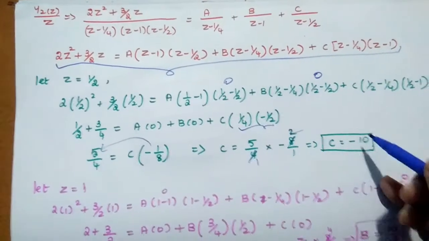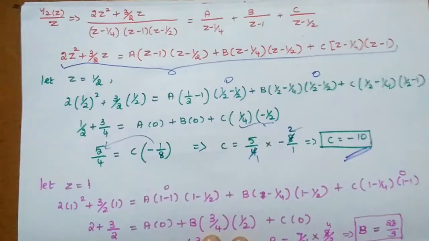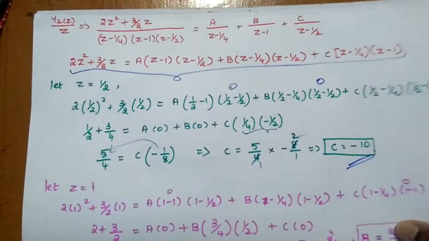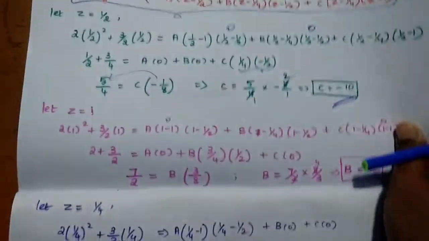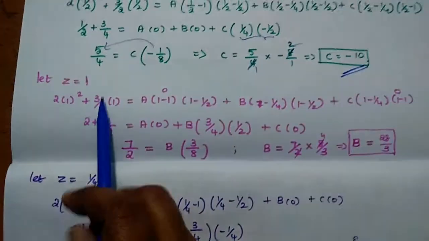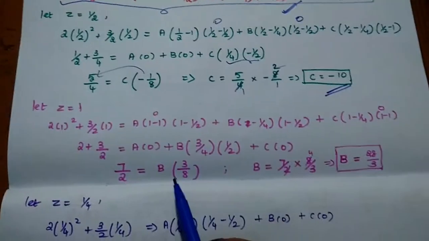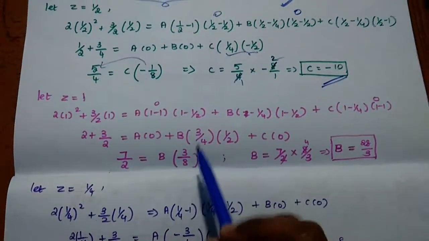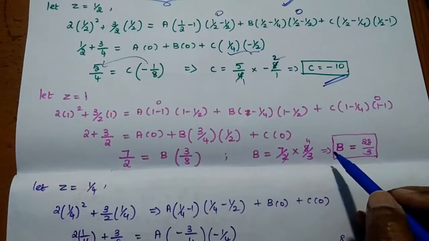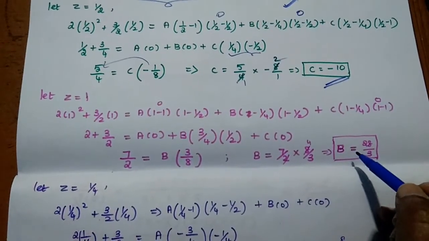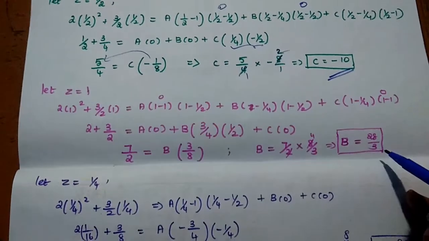So we can get minus 10. C is equal to what? Minus 10. So next, likewise, we can substitute the value of z is equal to 1 in the same expression. Z is equal to 1 means we can get the value of b. In the same procedure, we can get the value of b, that b is equal to 28 by 3.